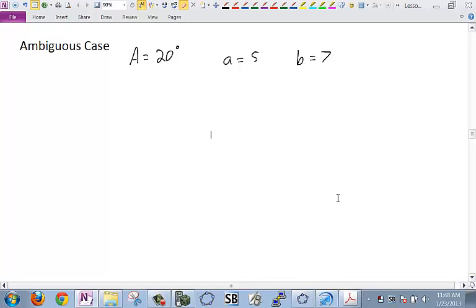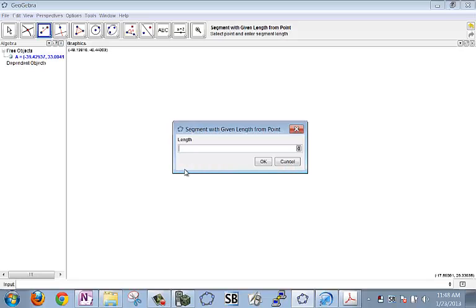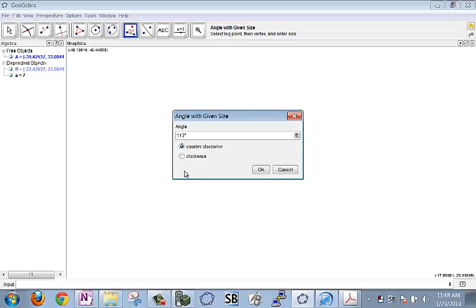Now you could get a protractor and a ruler and maybe little pieces of spaghetti and cut them to the lengths and try to actually build this triangle. I said GeoGebra, bam! Okay? So I'm going to start by making a side of length 7. There we go. Grab my angle tool. I'm going to construct an angle on that side of 20 degrees.